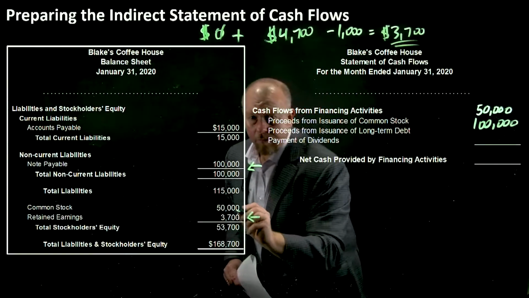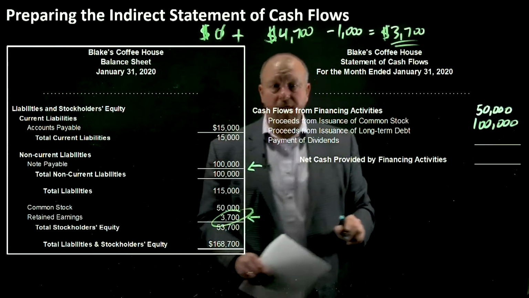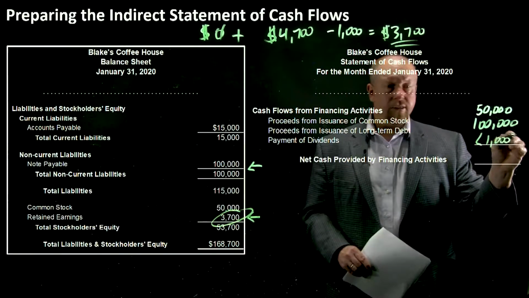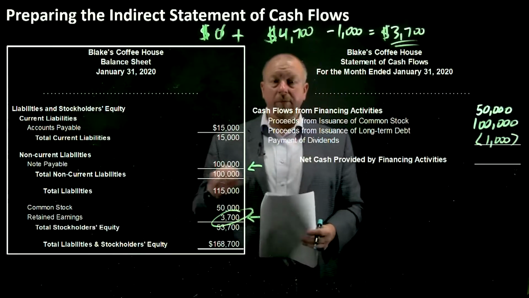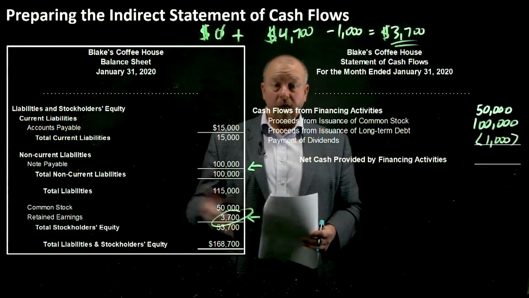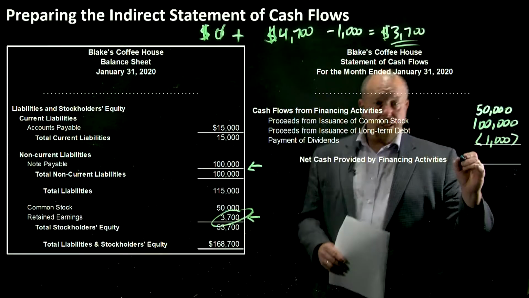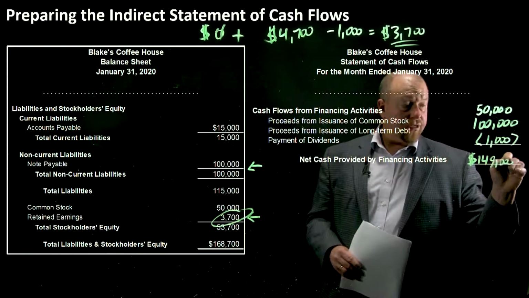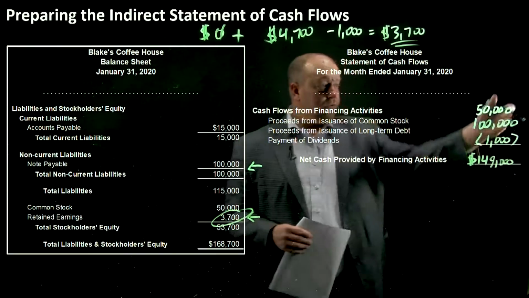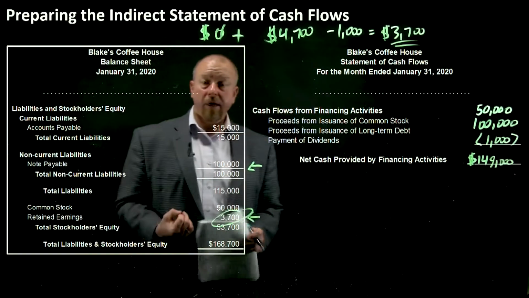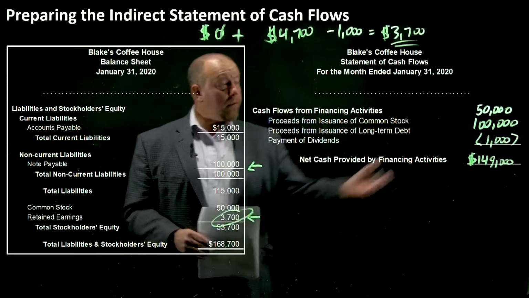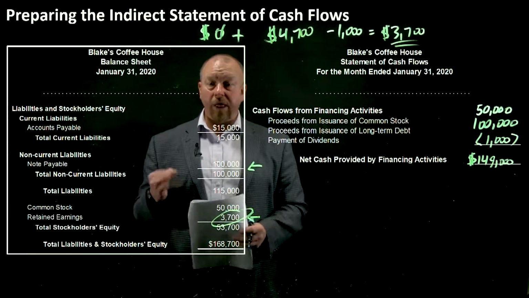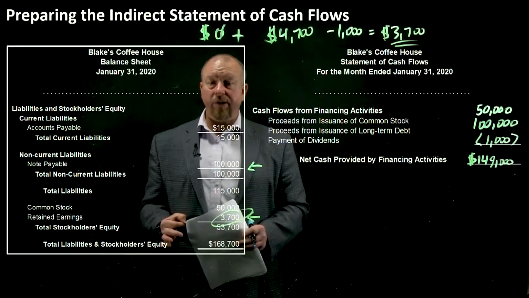And we also gave ourselves some information about the payment of dividends, because that analysis of retained earnings tells us that the company must have paid dividends of $1,000. And we could certainly confirm that. So what you're seeing here, net cash provided by financing activities is going to be $149,000. That's because we have $150,000 coming into the company from shareholders and lenders, but we did pay this little dividend of $1,000, so that nets out to $149,000 provided by financing activities.